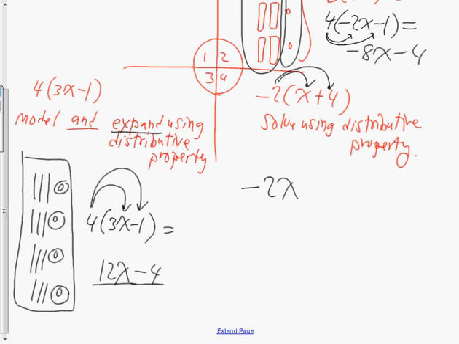And finally, negative 2 times the second part, the constant positive 4, it's really just an integer question. And what would you get if you did negative 2 times positive 4? Negative 8. So therefore, negative 2x minus 8 is the same thing as negative 2 groups of (x plus 4). Now we can't model it because you can't have negative 2 groups of something. So we're just going to do it using the distributive property.